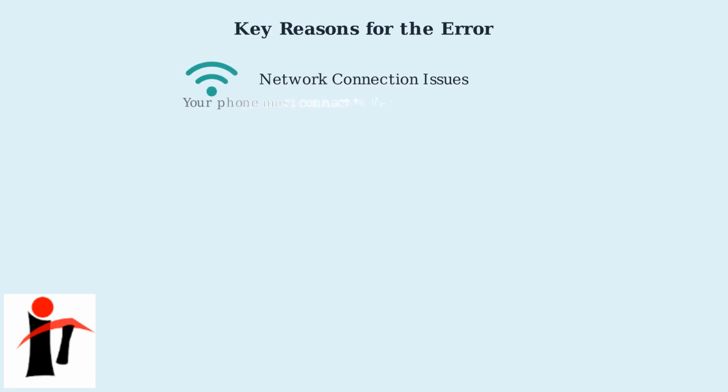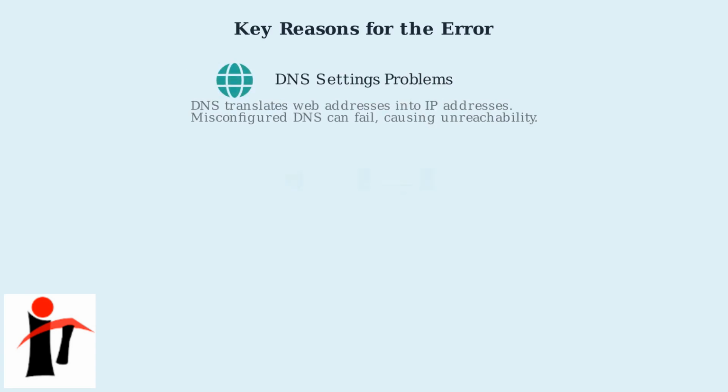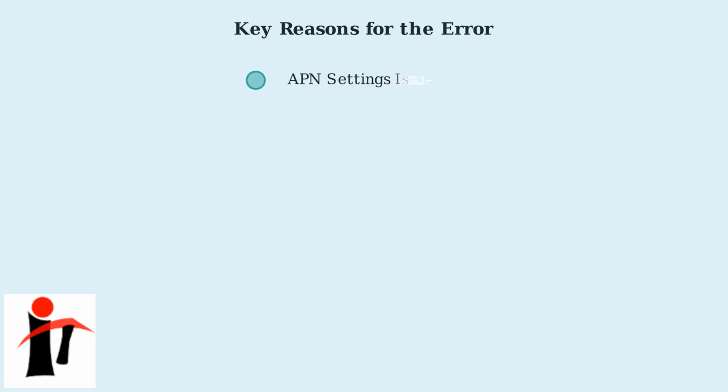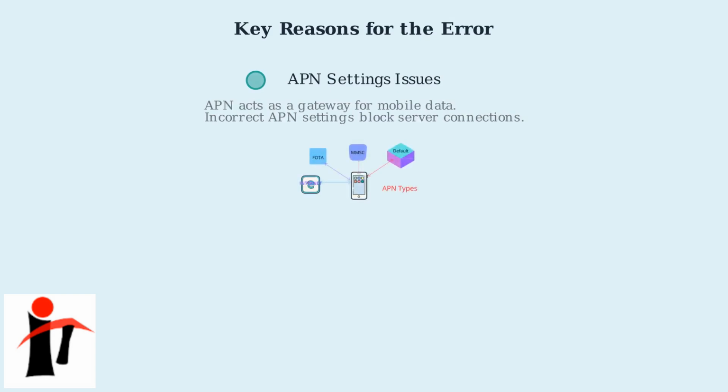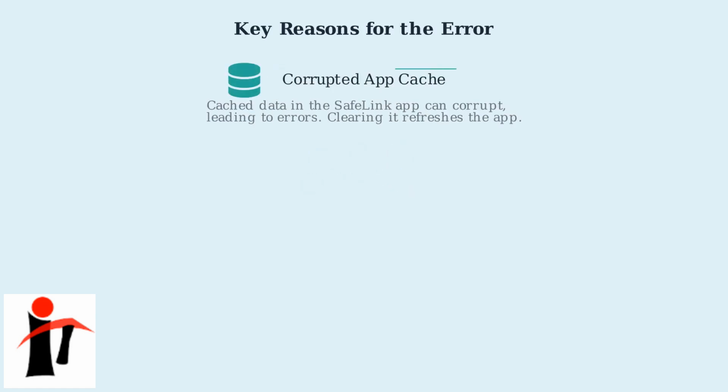First, your phone's connection to Verizon's cellular network. Weak signals or outages prevent server access. DNS settings that translate web addresses into IP addresses. Misconfigured DNS can fail, causing unreachability. APN settings that act as gateways for mobile data. Incorrect APN settings block server connections. And the SafeLink app's cached data. Corrupted cache can lead to errors.